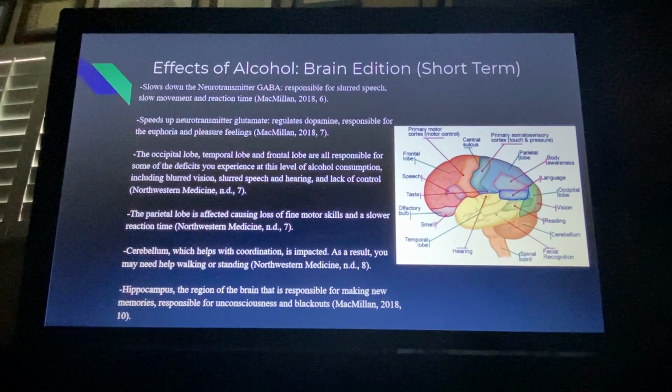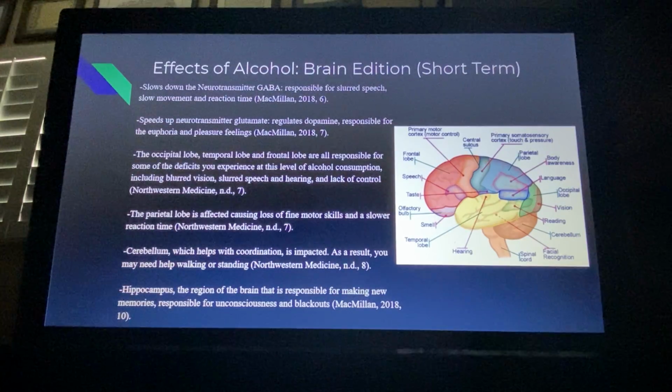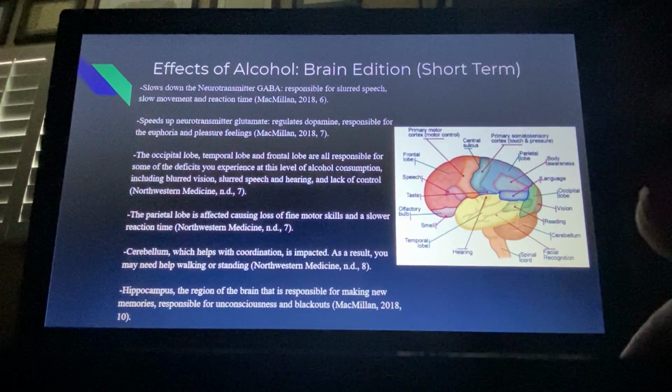Alcohol also affects the occipital, temporal, and frontal lobes. The occipital lobe affects your vision, which can get blurry. The temporal lobe affects your speech and hearing, and the frontal lobe affects your control and coordination. The parietal lobe is also affected, and this can cause loss of fine motor skills and slower reaction times. The cerebellum is a huge part of our coordination, and when that's impacted, it can impair your walking and standing abilities. And lastly, the hippocampus is responsible for making memories, and this is what's affected and what makes you not remember when you're drinking, and blacking out in a state of unconsciousness.